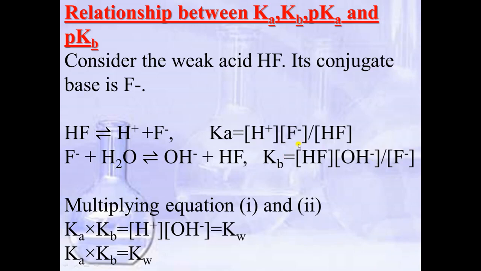Now we have two equations, equation number 1 and equation number 2. So multiply equation number 1 and equation number 2. So Ka into Kb is equal to the H positive concentration into the OH negative concentration. Now what is the product of hydronium ion and hydroxyl ion? It is equal to Kw. So here we can write Ka into Kb is equal to Kw. So this is a relation between Ka, Kb and Kw.